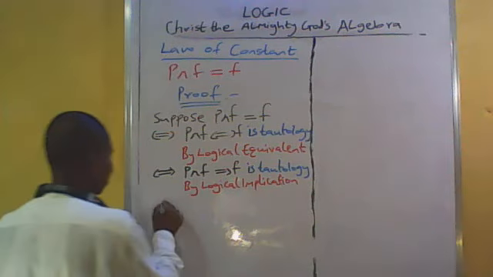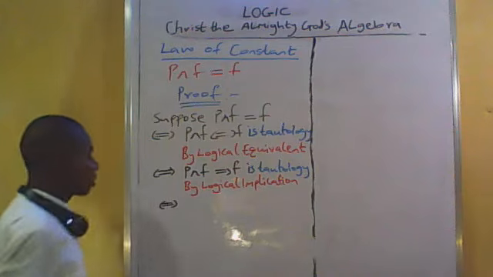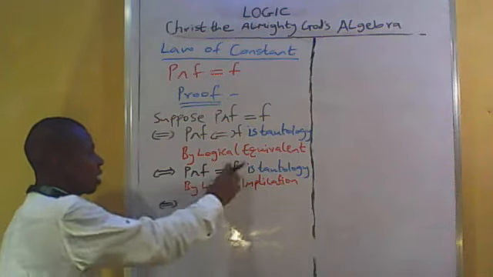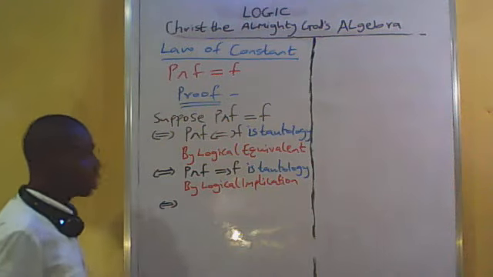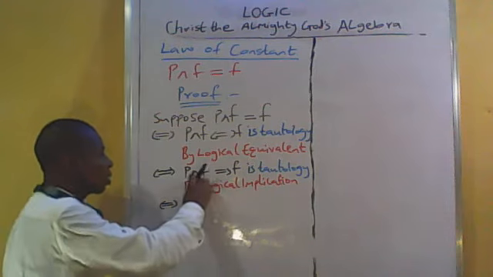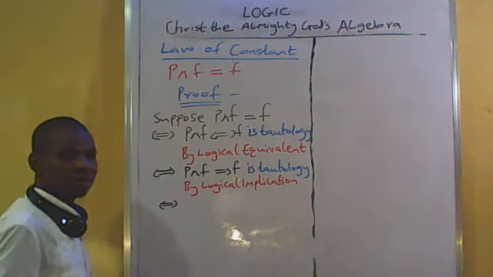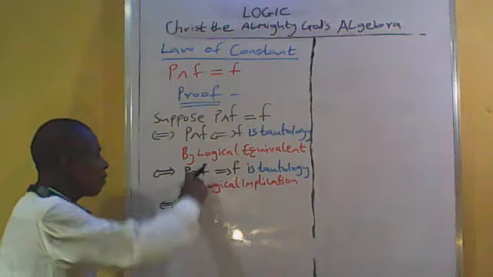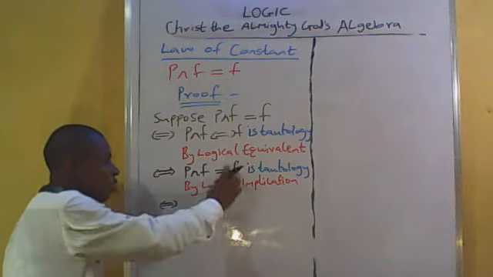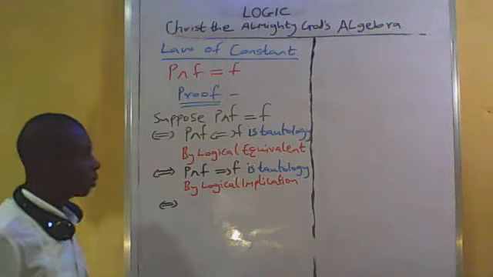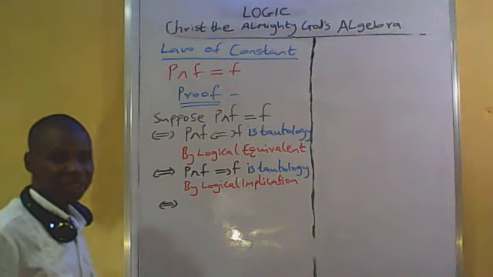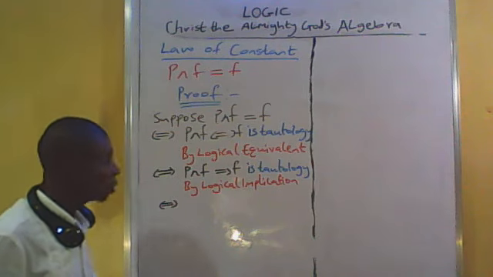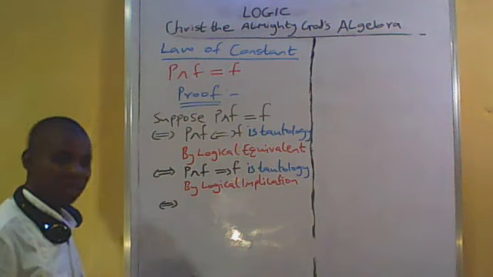Now, since P and F implies F is a tautology, we then deduce that P and F is a proper implication of F. And if P and F, that is the antecedent, exists, we then say that P and F is a logical implication of F, I mean the consequence.